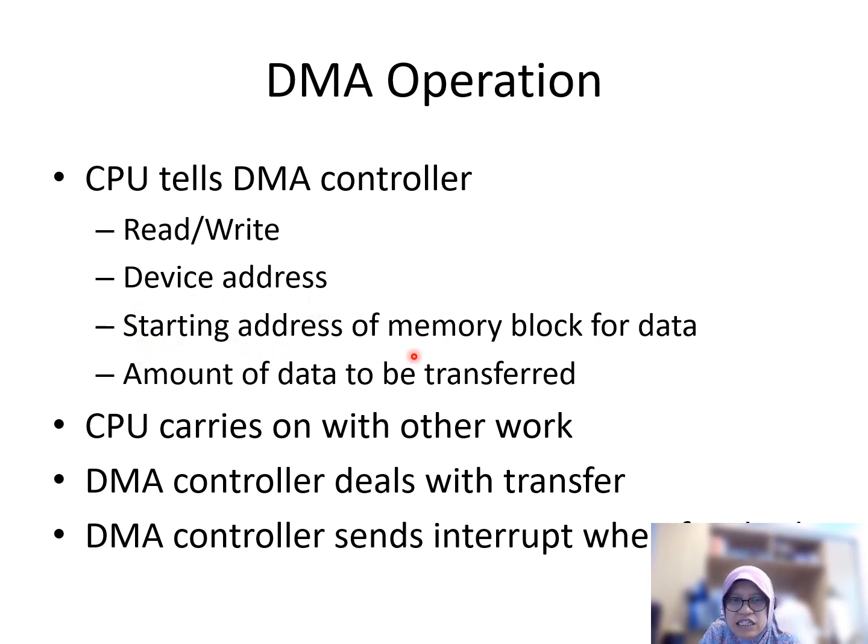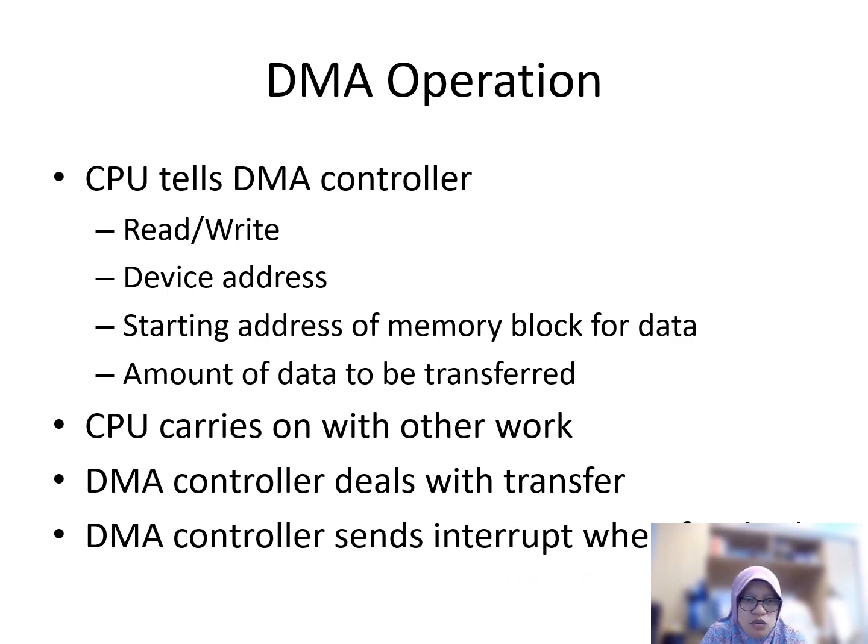Third is the starting address of the memory block for data to read from or write to, communicated on the data lines also, and stored by the DMA module in its address register. The fourth is the amount of data to be transferred, the number of words to be read or written. Then the CPU will carry on with other work. The DMA controller will deal with this transfer, either read or write, and after it is finished, it will send an interrupt when it is completed.